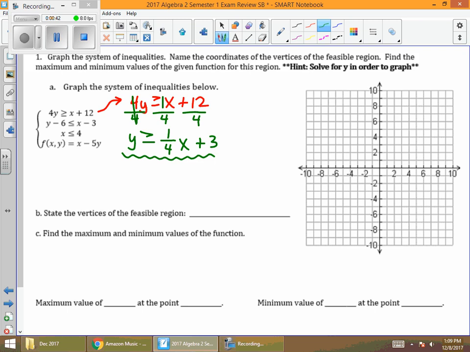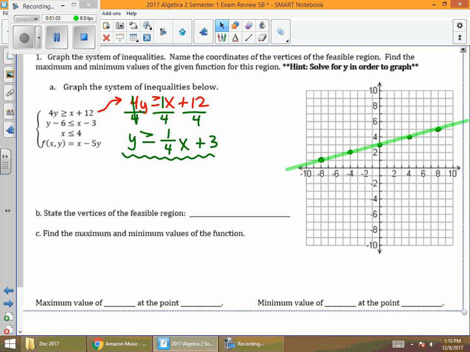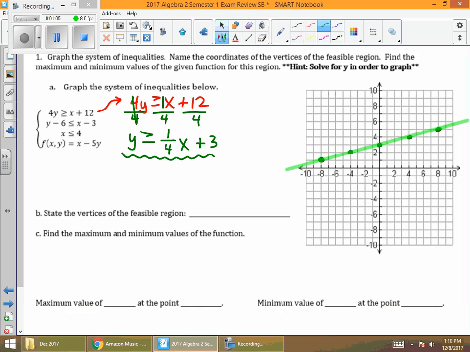So if we graph that one, we're going to start up at 3 and go up 1 over 4, and down and back. We're going to connect those. And it says that it's supposed to be greater than or equal to this line. So if we were to shade, we would shade above that line.